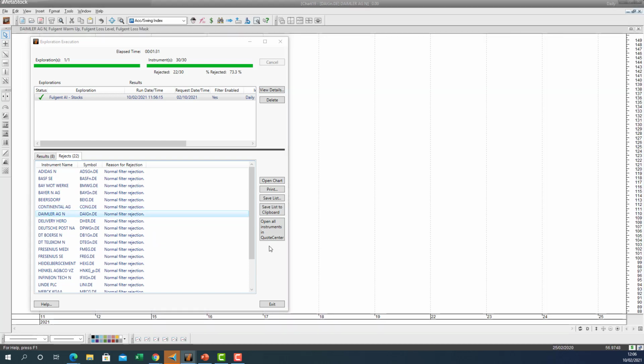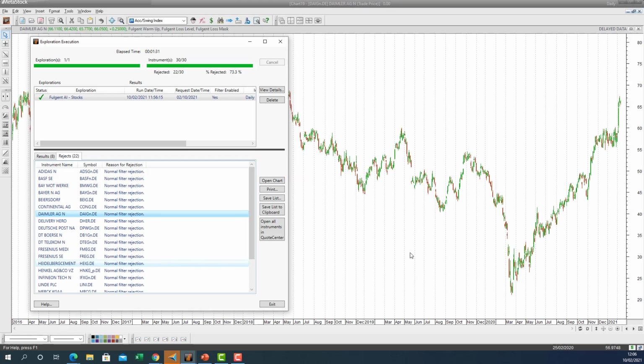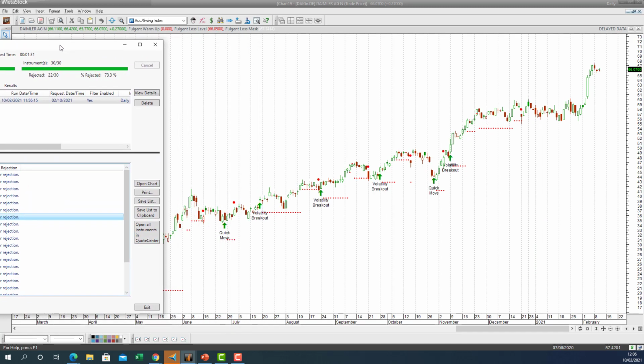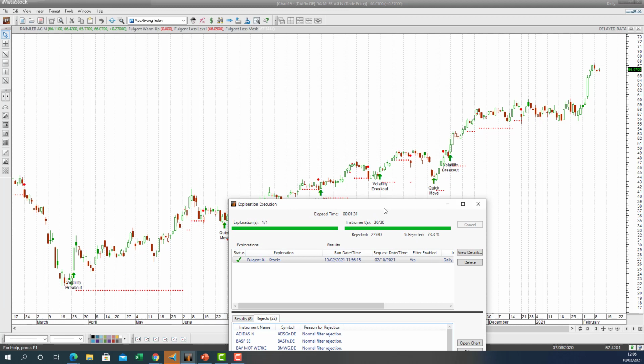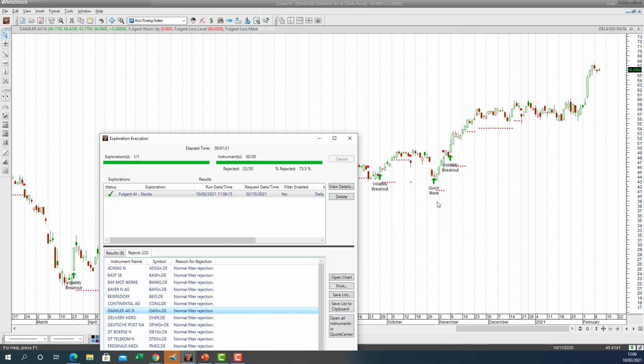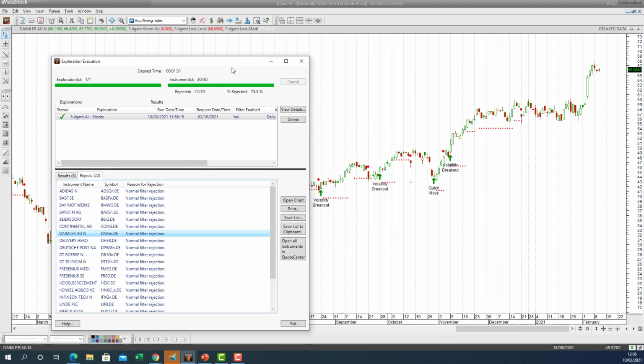And let's do Daimler, considering all the hush hush about EV cars and things in the market these days. This one just caught a fantastic move. You can see Daimler from the volatility breakout down here, all the way up. Fantastic trades. The AI does have a bit of a tight trailing stop there, but nevertheless it still captures some of the really big moves.